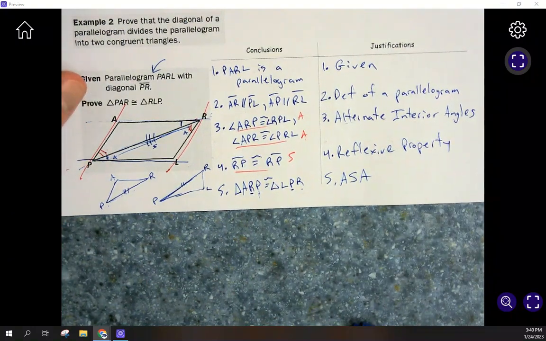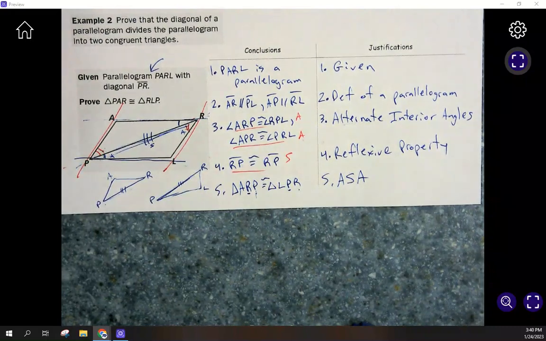Okay, so that's the basic process for building one of these triangle proofs. We will get lots of practice on these, and they will become second nature.